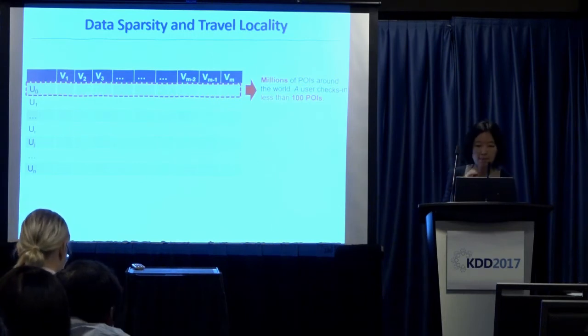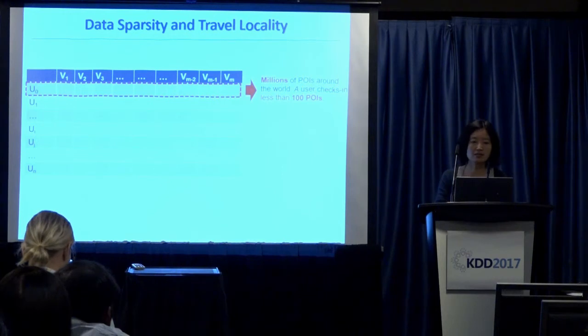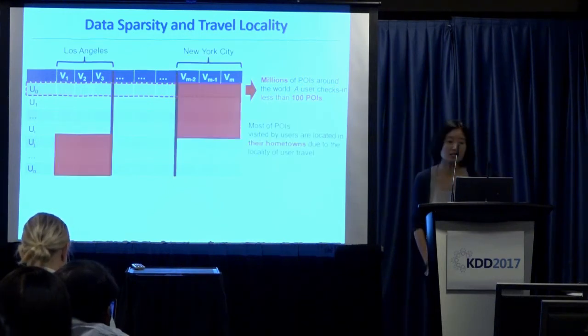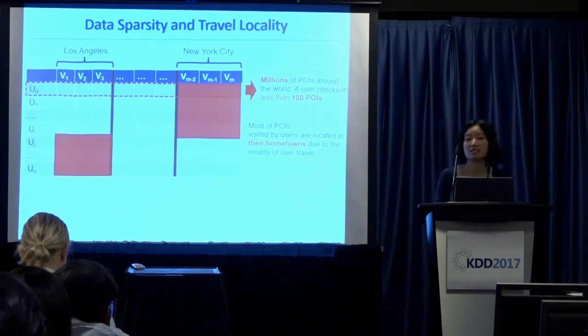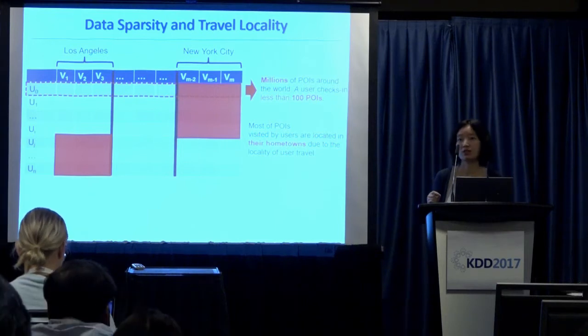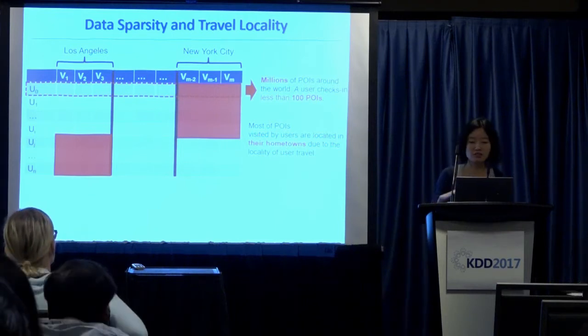So I will try my best to explain the models he provided, and then briefly mention the work that combines them together. Okay. So now let's first see how we can address the data sparsity and travel locality challenge in spatial recommendation. Okay, so this is a picture we have seen before. So there's a gap between the two cities.